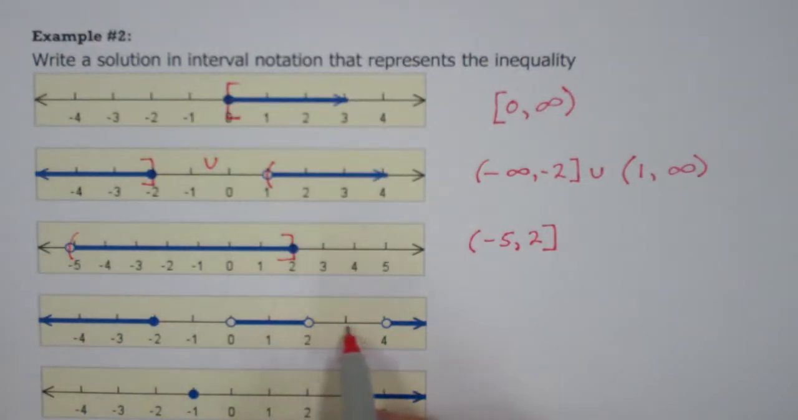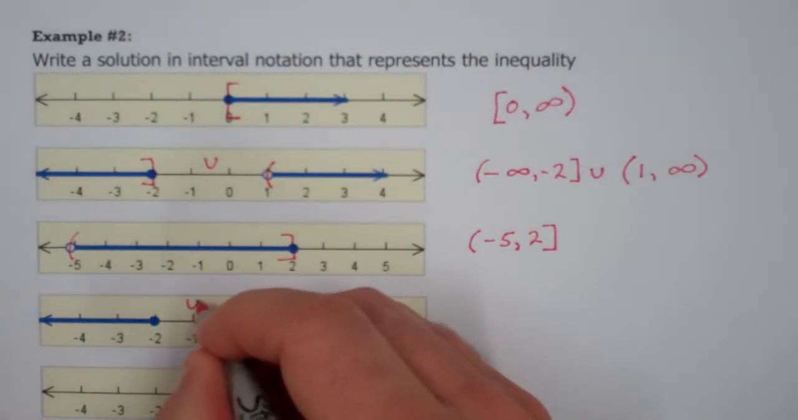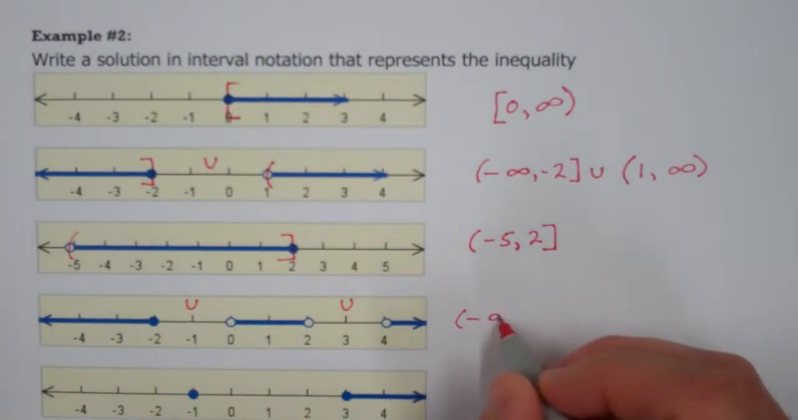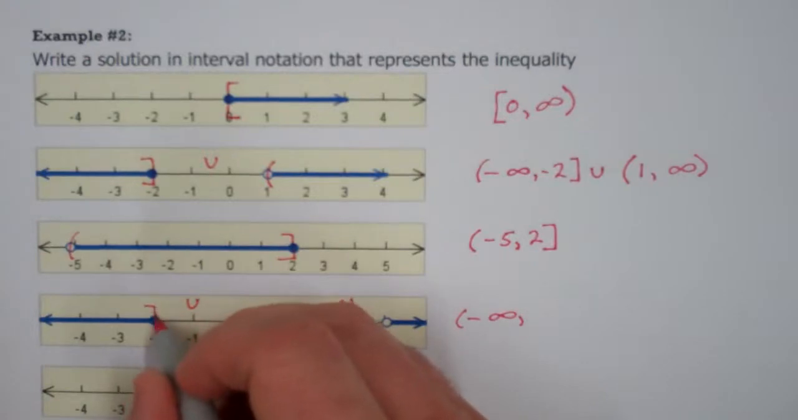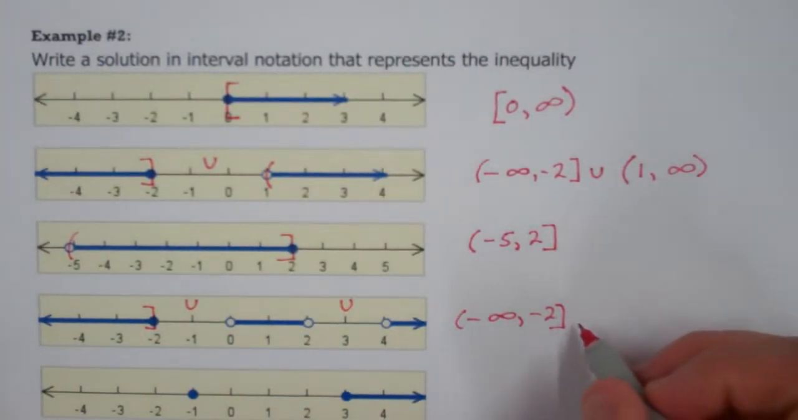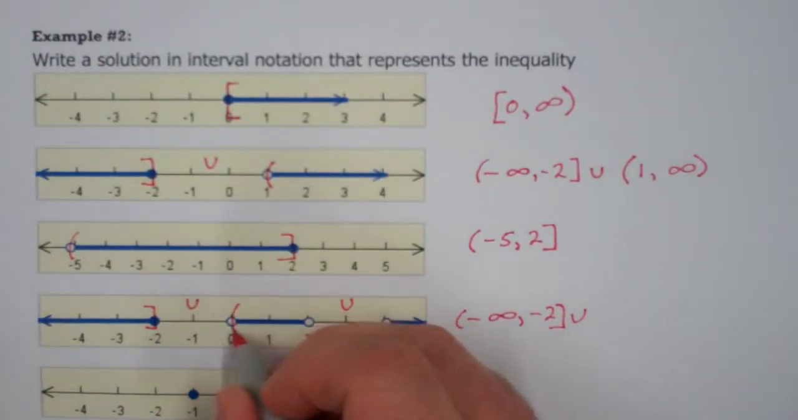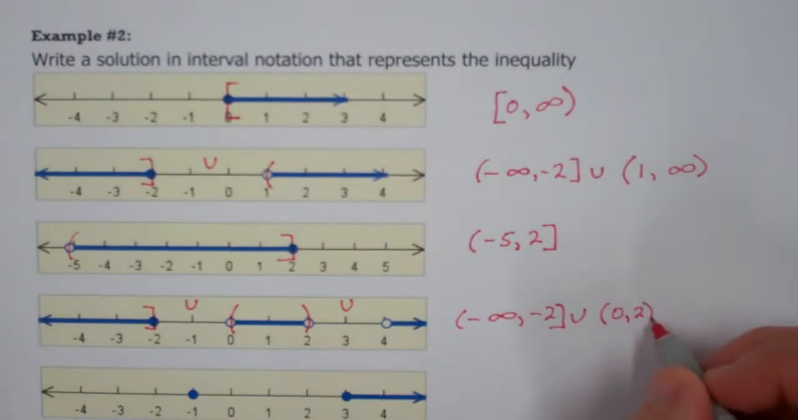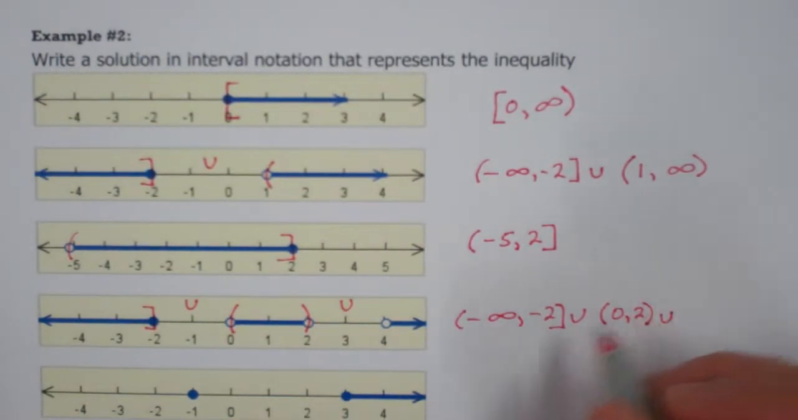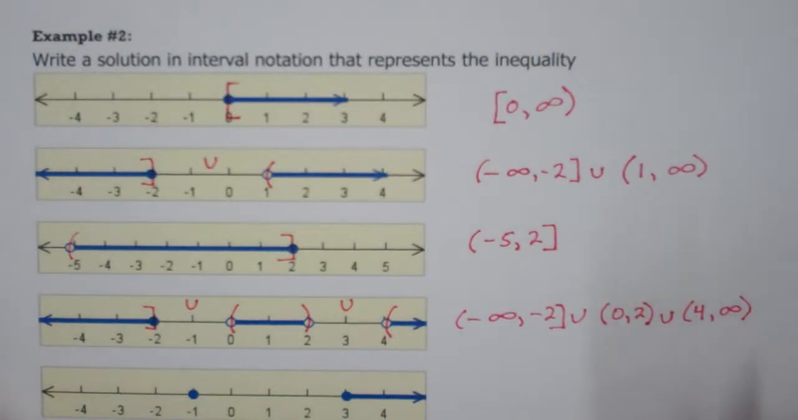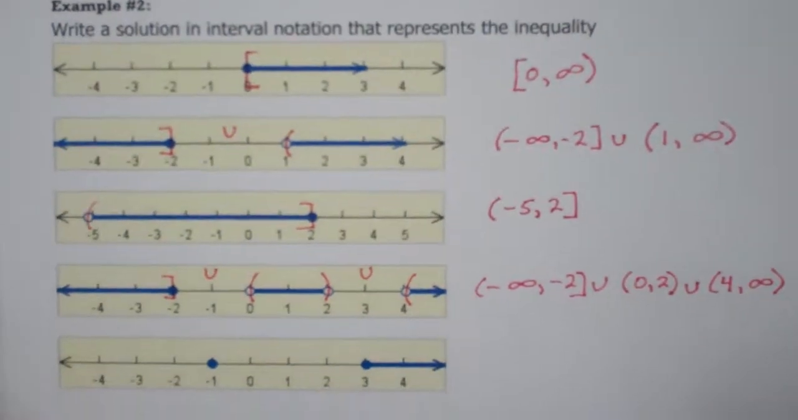The next one, we have a series of different inequalities. We're going to have a couple union symbols between these. The first one is negative infinity to -2, including -2, so we need to draw a bracket. There's our union. We're going to go from 0 to 2, not including 0 and 2. And then the next one is not including 4, but all the way to infinity. Let me move this up just a bit so you can see this.